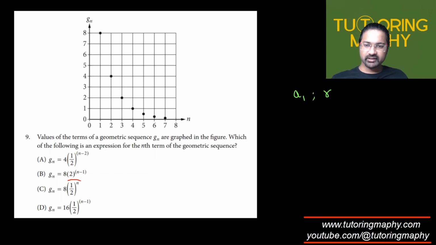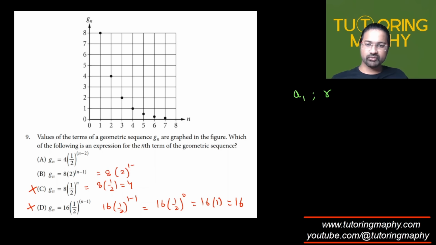If n is 1, then this will become 8 times 1 over 2, which is just 4, but I need 8, so this is not correct. If n is 1 over here, then 1 minus 1 will become 0. 1 over 2 raised to 0 is just 1, which gives just 16. So this is also not possible. If I put 1 over here, then this will become 8 times 2 raised to 1 minus 1, which is 2 raised to 0, which is 1, which gives 8.